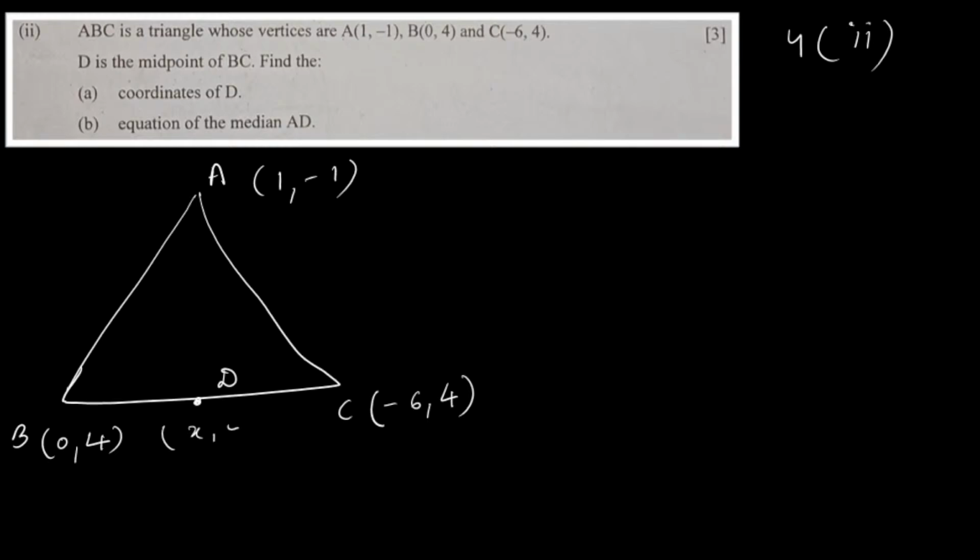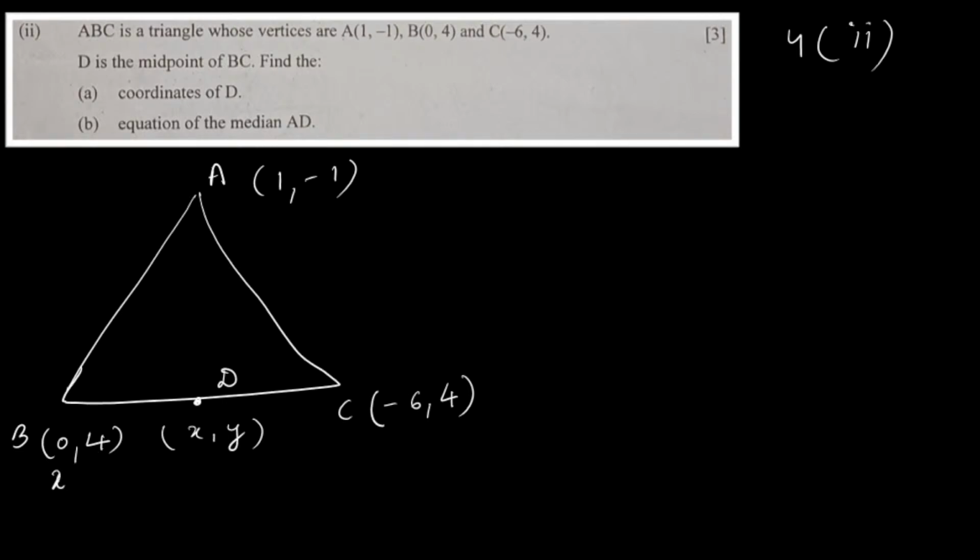So let us write it as XY. Find the coordinates of D. So we have to find the coordinates of D. Which formula will we use? We have done this type of question so many times earlier. Which formula will we use to find the coordinates of D? D is the midpoint of BC. So we'll use the midpoint formula. Yes, we'll use the midpoint formula.